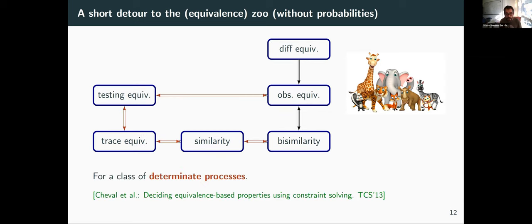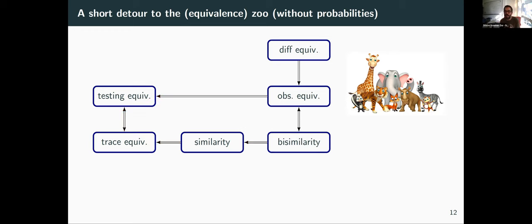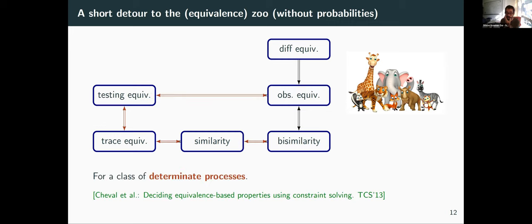Moreover, what has also been shown is that for a given class of determinate processes, these equivalences all coincide, except diff equivalence. That's just a side remark. Determinate processes are ones where you have very little non-determinism. I won't go into the details. So this is the situation, the picture that we have when we are looking at the non-probabilistic case.